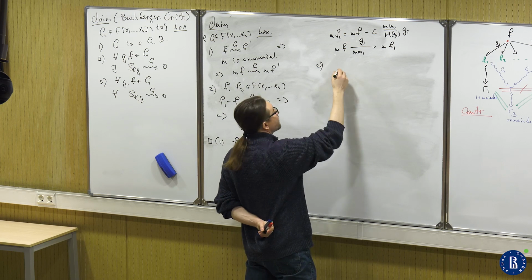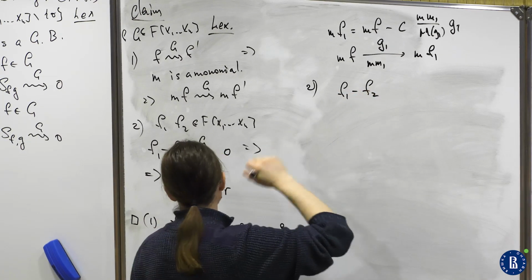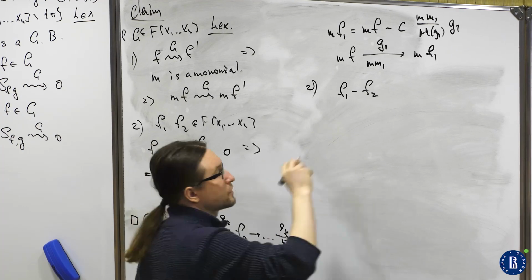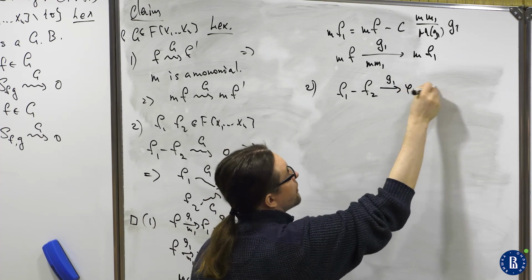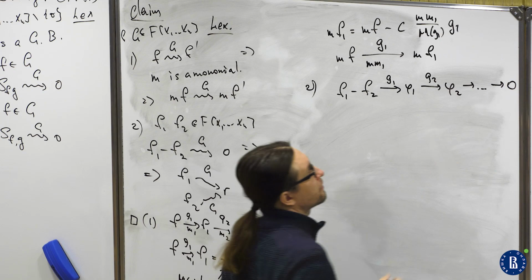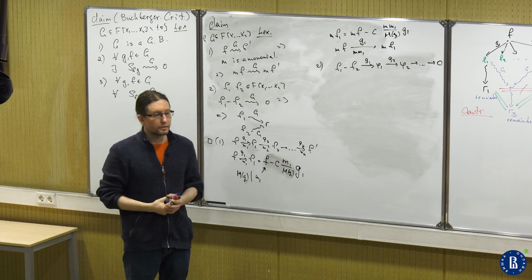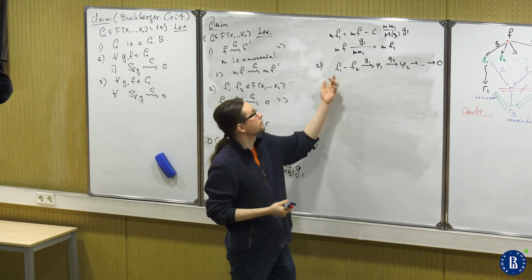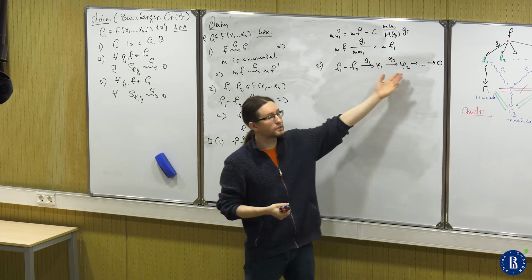Suppose we have these two polynomials, we have this difference, and the difference of these two polynomials can be reduced to 0. So we have g1 to phi 1, g2 to phi 2, and so on. At the end, we will get 0. Now, this is by definition. What does it mean that we can reduce the difference to 0? It means that there is a sequence like that.